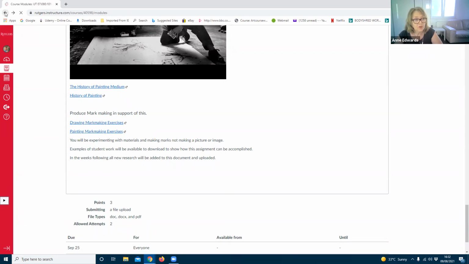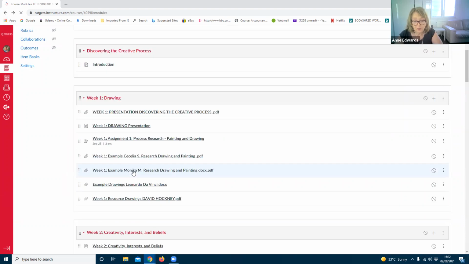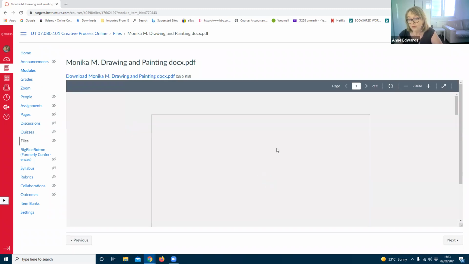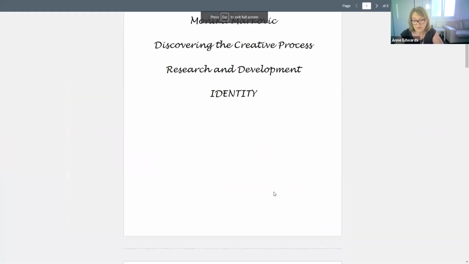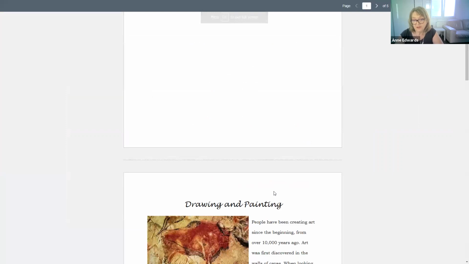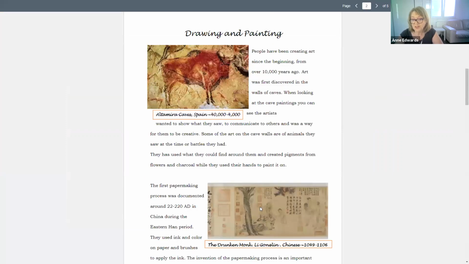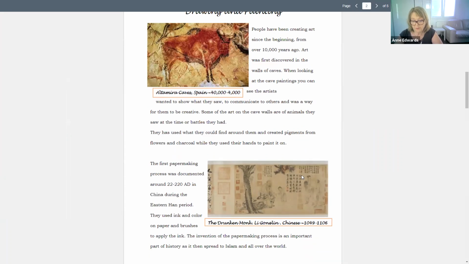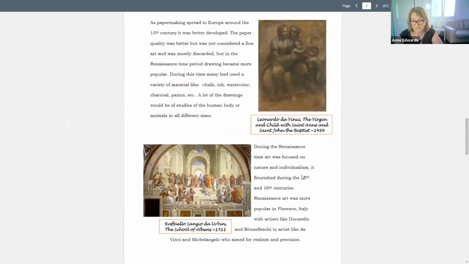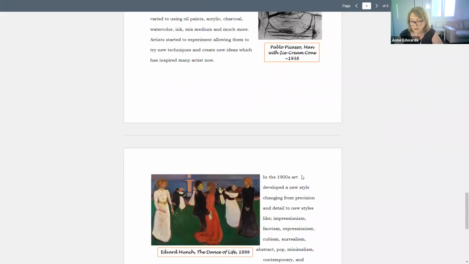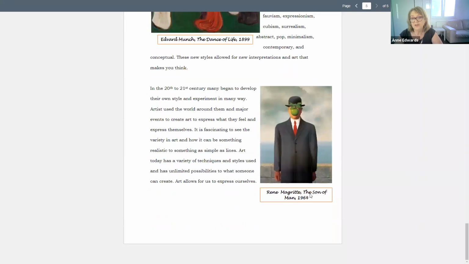Each week you will see examples of the work of other students that you can open. I suggest you go all through the weeks and keep opening different projects to see what people have done. So this project here, drawing and painting, you can see she's discovered different images that interest her, and in her own words, she's written about them. But not a great deal, she's gone through to the 20th century.